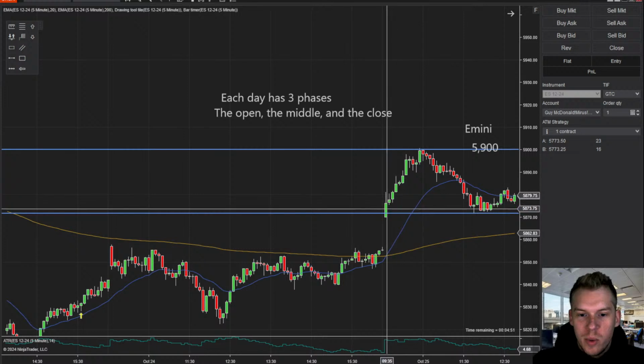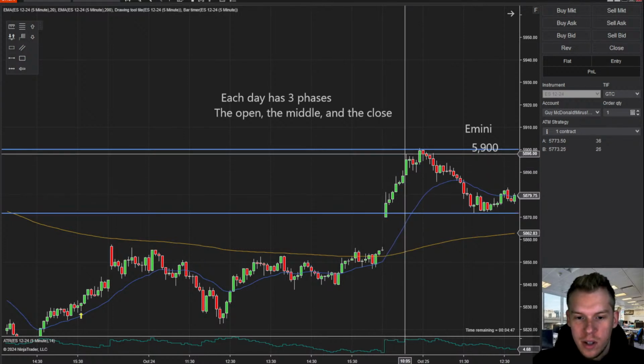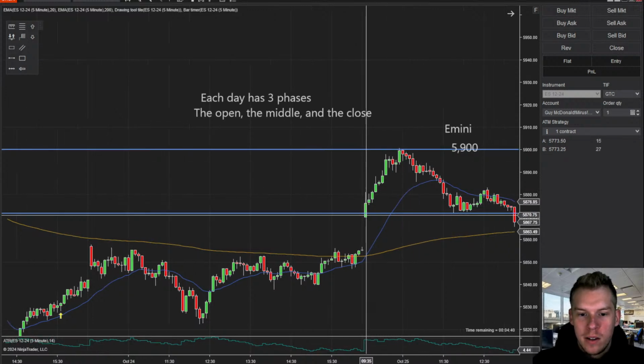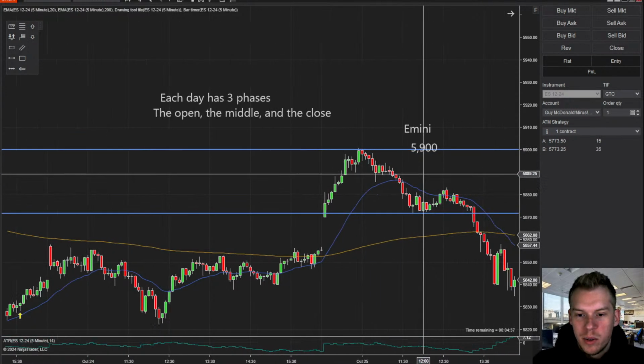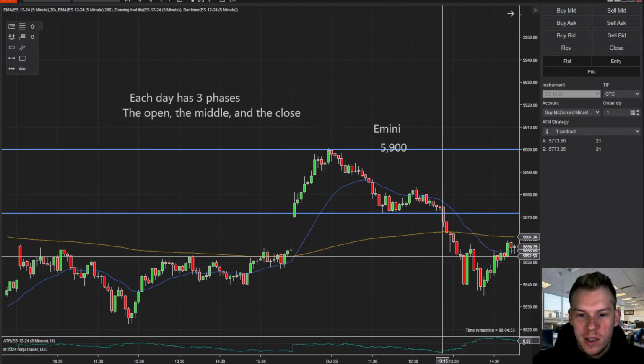Here, this is another wedge top. So first push, second push, and a third push. And then you could also call this possibly the third push. An opening reversal, ultimately that market gave up going higher and then collapsed down for the rest of the day.